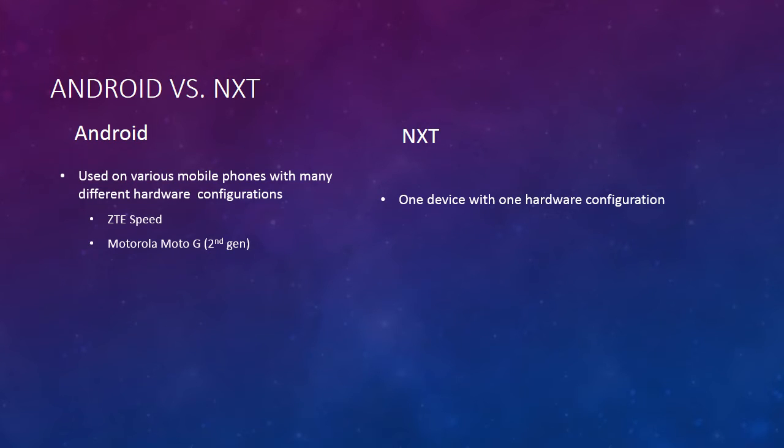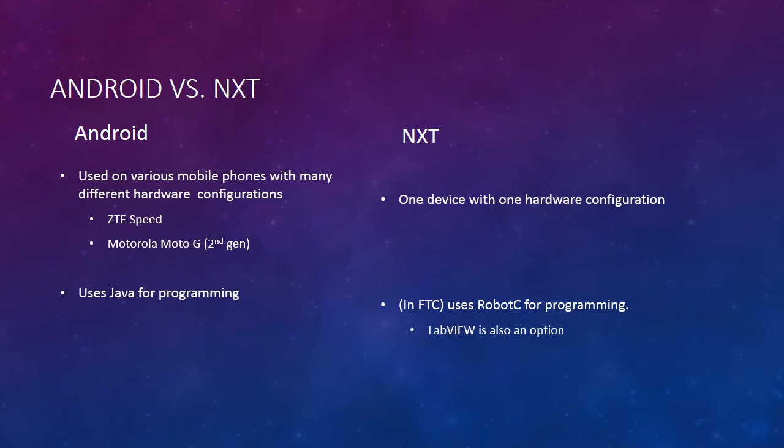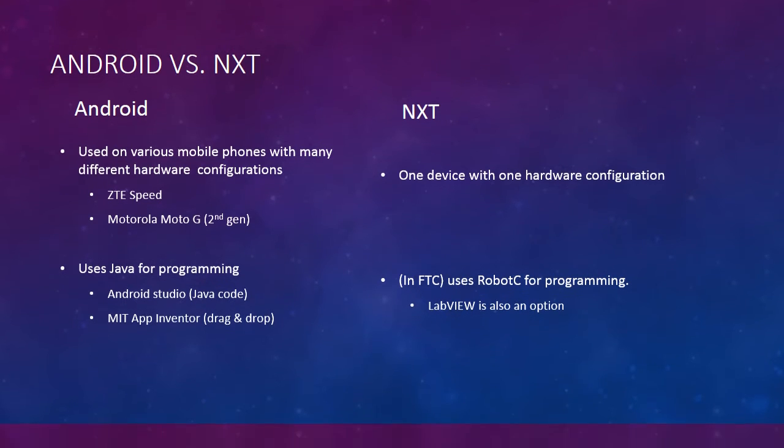Despite the variety of Android devices, we're only going to be allowed to use either the ZTE Speed or the second generation version of the Motorola Moto G. Android uses Java for programming, whereas NXT could use either Robot C or LabVIEW. Android will be programmed using Android Studio in our tutorials, but teams who want to use a drag and drop interface with Android MIT App Inventor will be allowed to use that too.